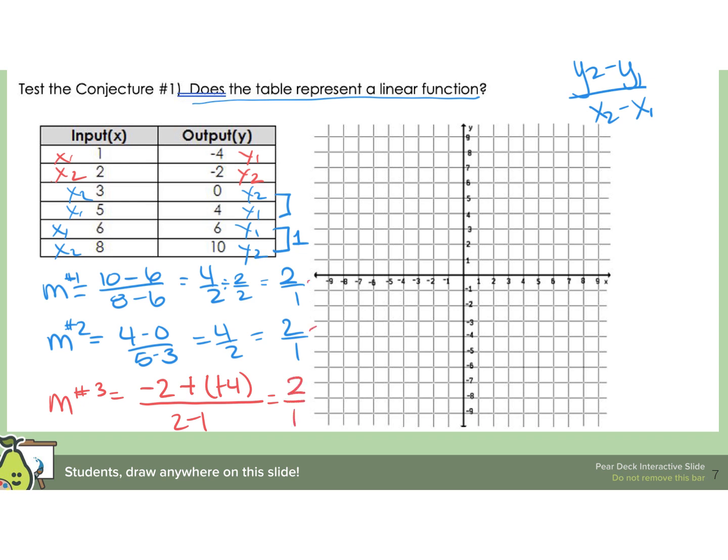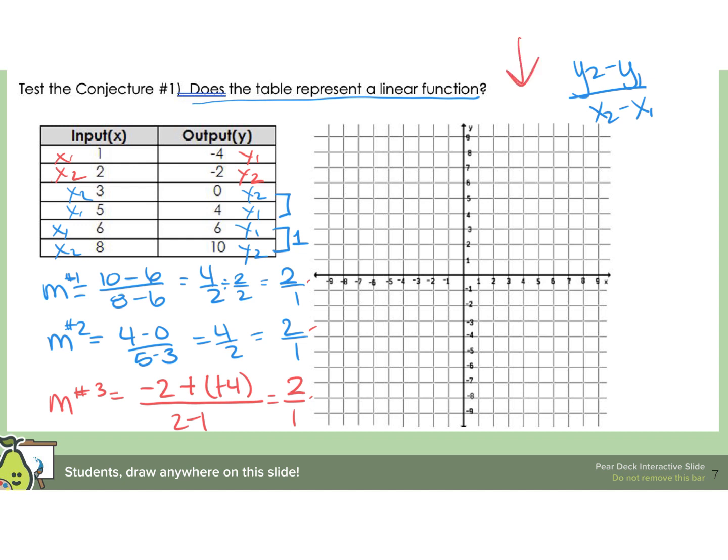So all of my slopes are the same. So this is linear. Now, if you don't like doing that, you could have just plotted the points to see if the graph is a straight line. So I'm going to do it that way also in case you chose to use the graph. I put the graph here for a reason.